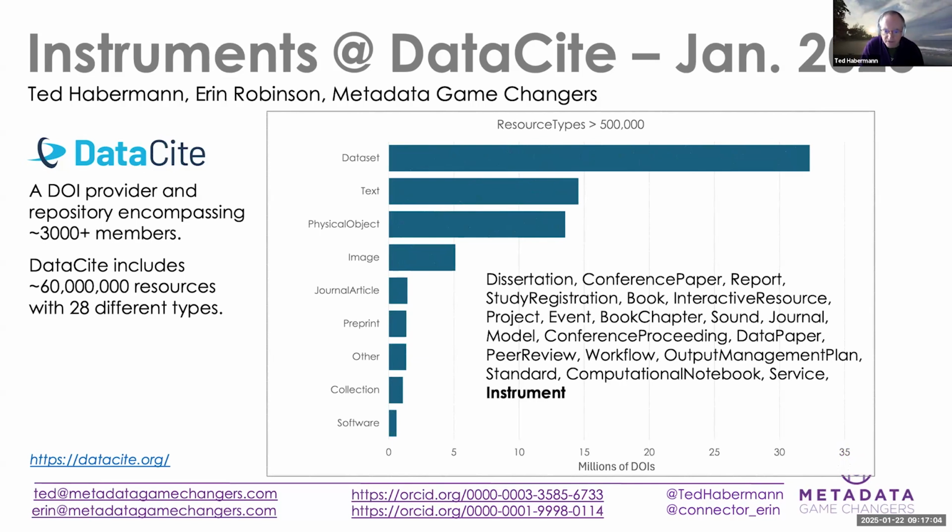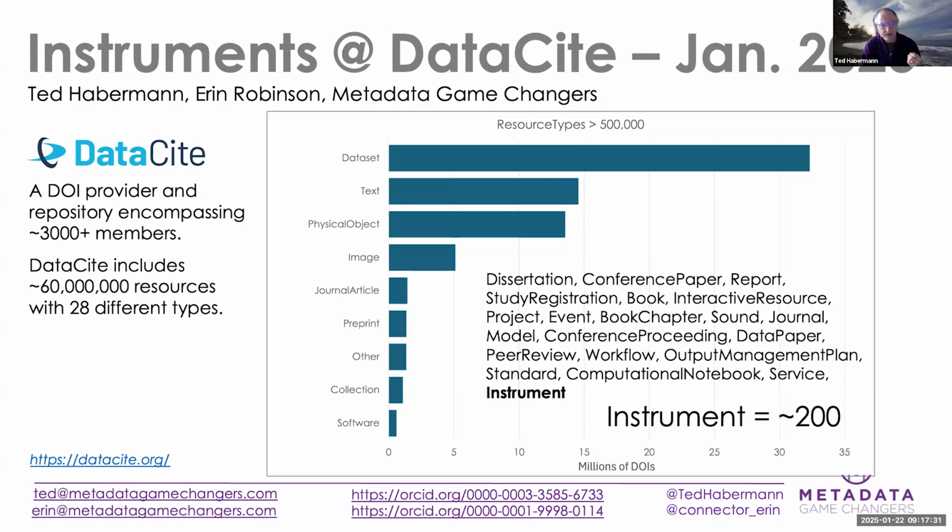There are a lot of other kinds of resources that are less than 500,000. You can see them here, and you can read these yourself. And down at the bottom of the pile is instruments. So right now in DataCite, DOIs have been issued for about 200 instruments. And that, as you'll see in the next slide, started last year, having that capability.